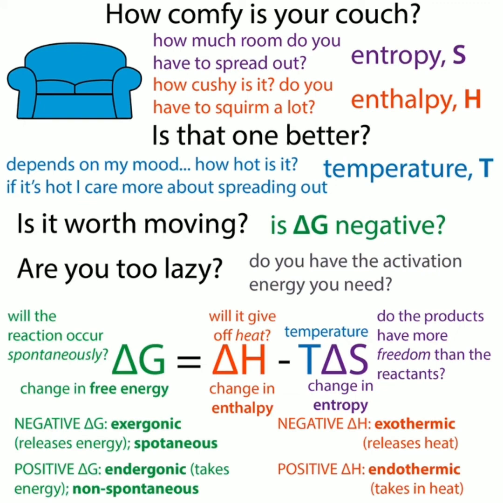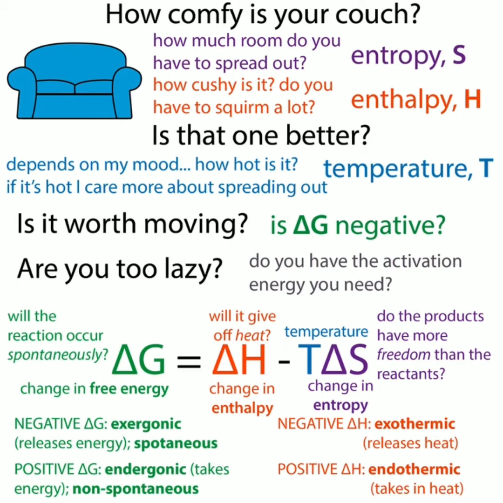So we can put all these terms together to get the equation for Gibbs free energy. Remember, a negative Gibbs free energy means a reaction is spontaneous. A negative delta G means it's exergonic, so it releases energy. A positive delta G is non-spontaneous, so it takes energy, and it's what we call endergonic. So endergonic means we take energy, exergonic means you release energy.